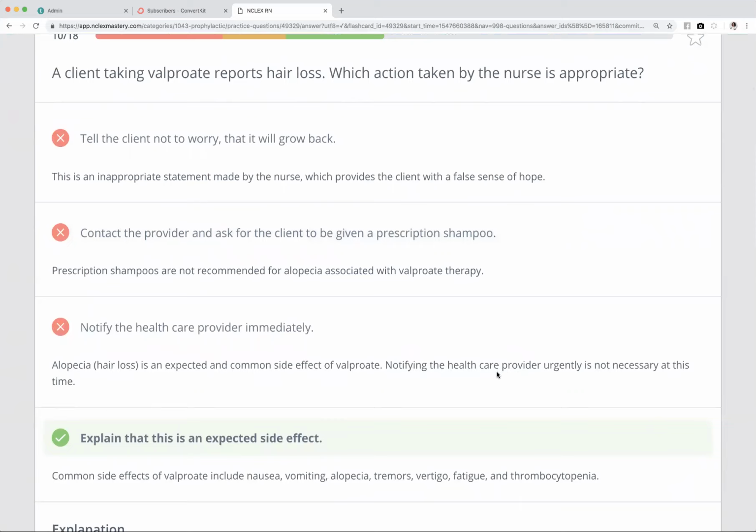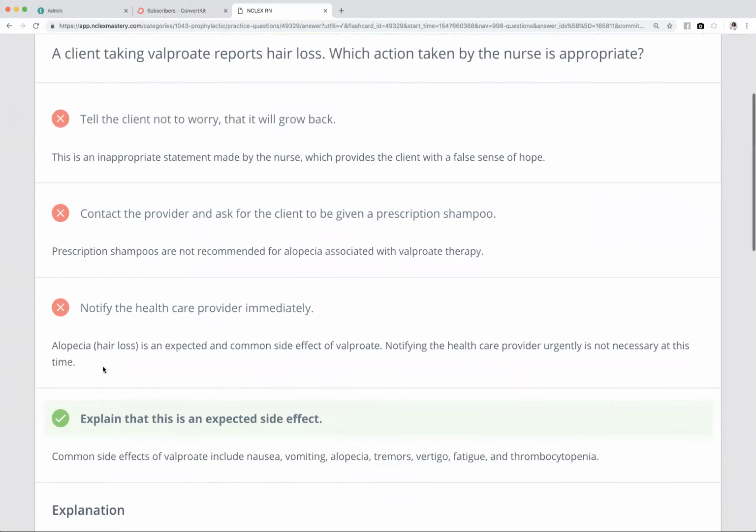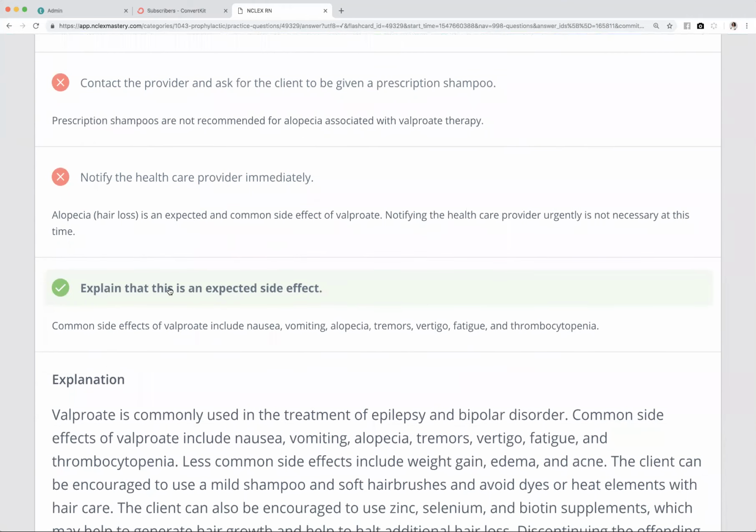Notifying the healthcare provider urgently is not necessary at this time. Explain that this is an unexpected side effect. Common side effects of valproate include nausea, vomiting, alopecia, tremors, vertigo, fatigue, thrombocytopenia. So listen, guys, anytime you have side effects, you absolutely want to identify if it is common or adverse. And here we see that it's a common side effect, okay, just for future reference.